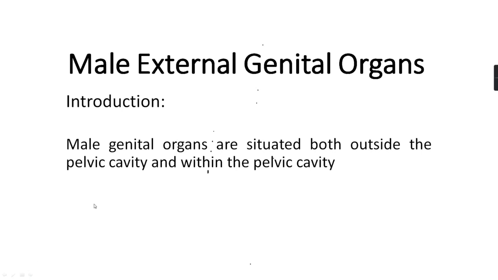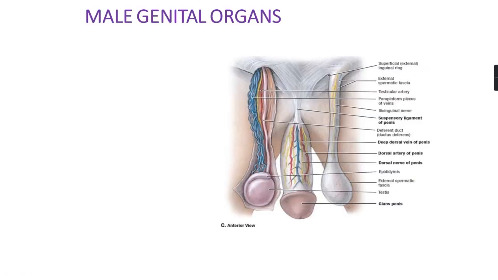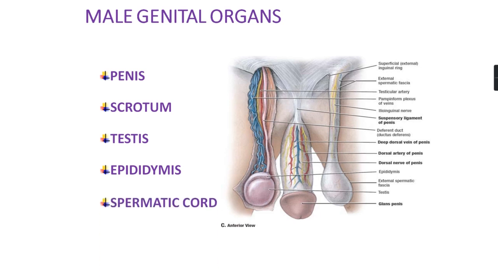Everyone, today we learn about the male external genital organs. We know the male genital organs are situated both outside the pelvic cavity and within the pelvic cavity. Which are the male genital organs? The external genital organs are the penis, scrotum, testes, epididymis and spermatic cord.